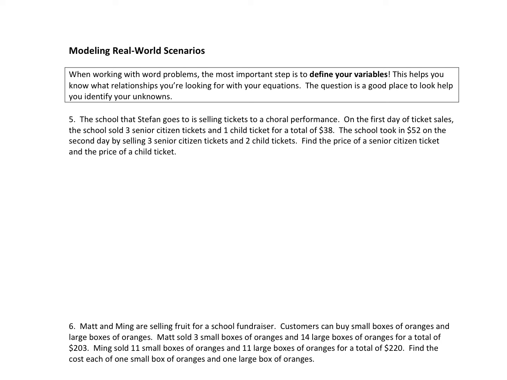The school that Stefan goes to is selling tickets to a choral performance. On the first day of ticket sales, the school sold 3 senior citizen tickets and 1 child ticket for a total of $38. The school took in $52 on the second day by selling 3 senior citizen tickets and 2 child tickets. And then find the price.